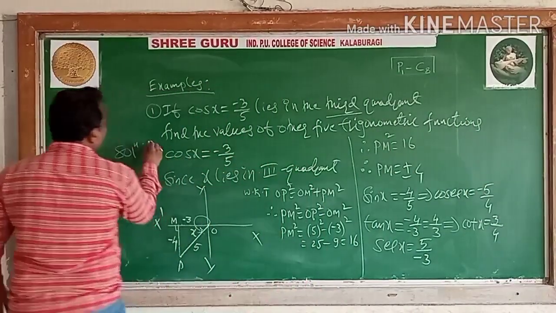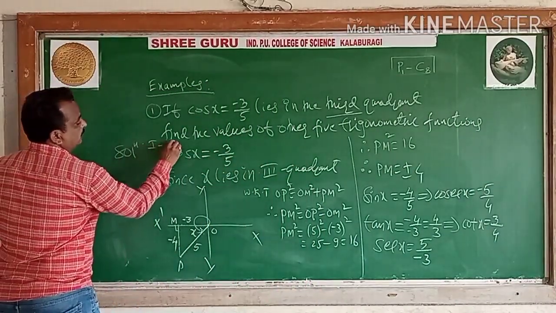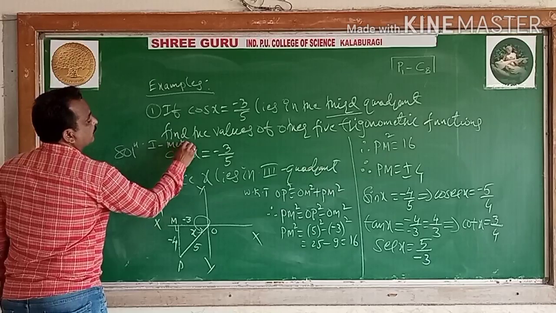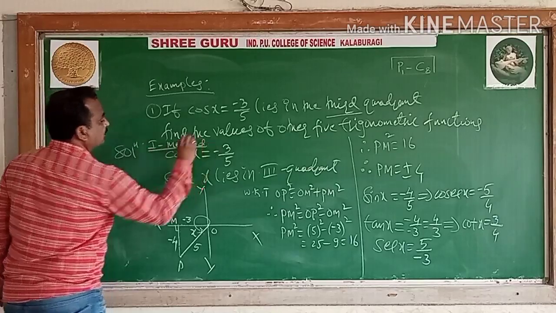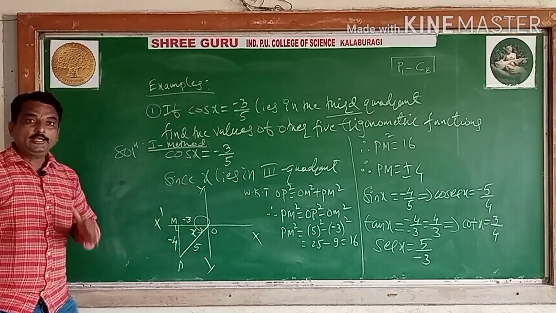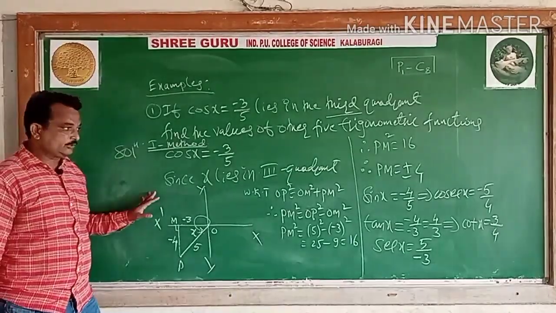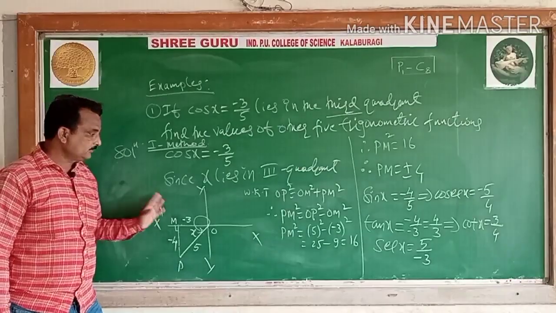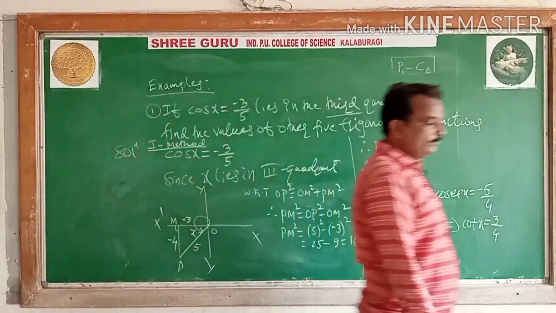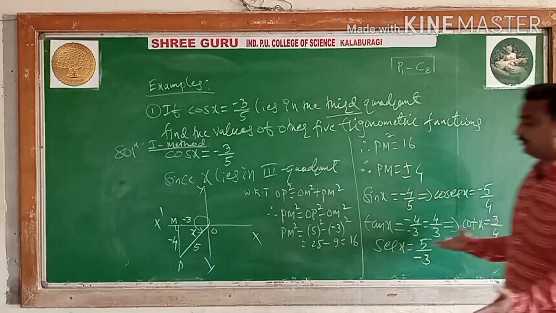So see, students, this is the first method. Here you have calculated using the first method. Let us come to know the second method, using identities. You may calculate using the identities also.